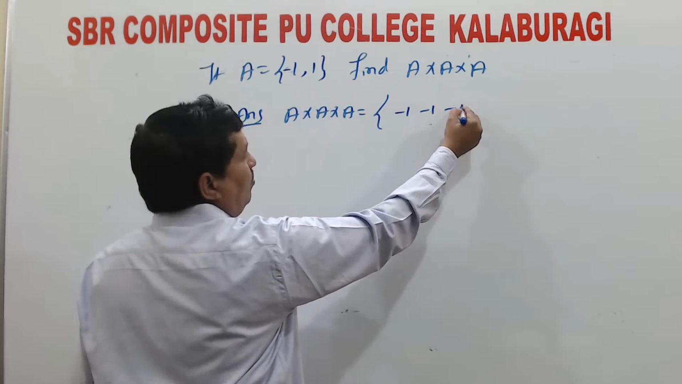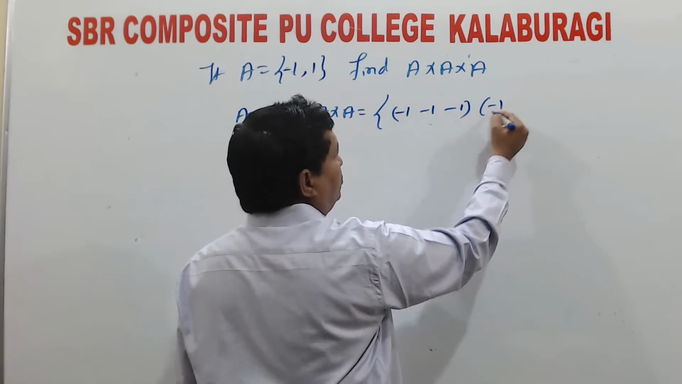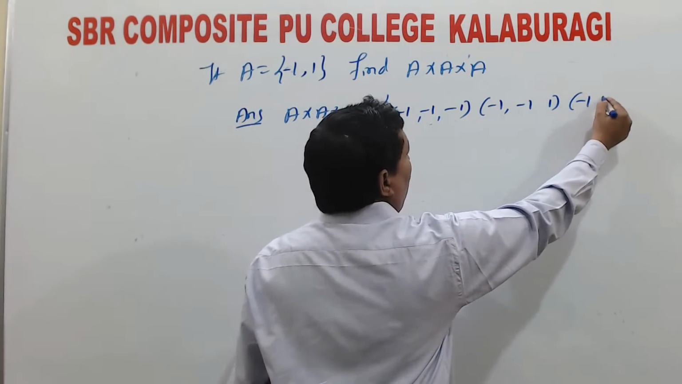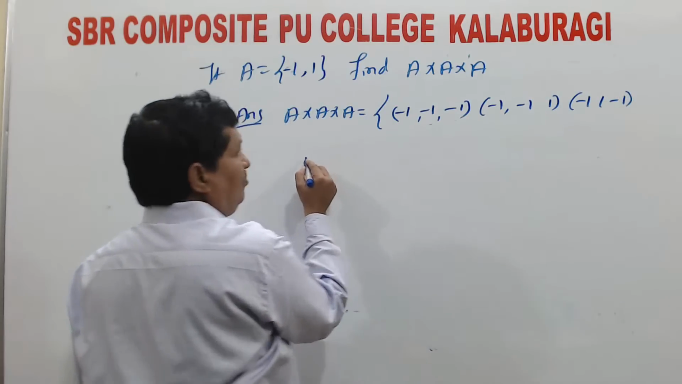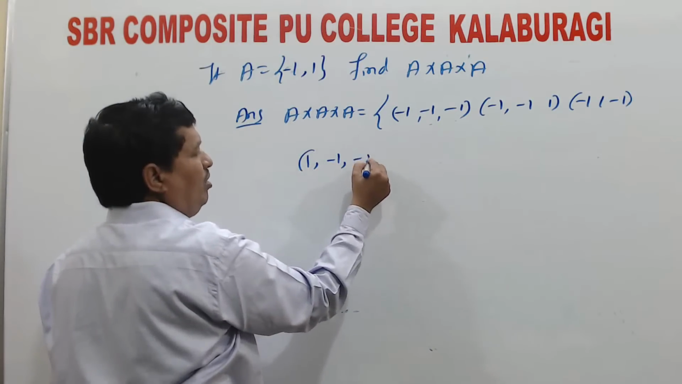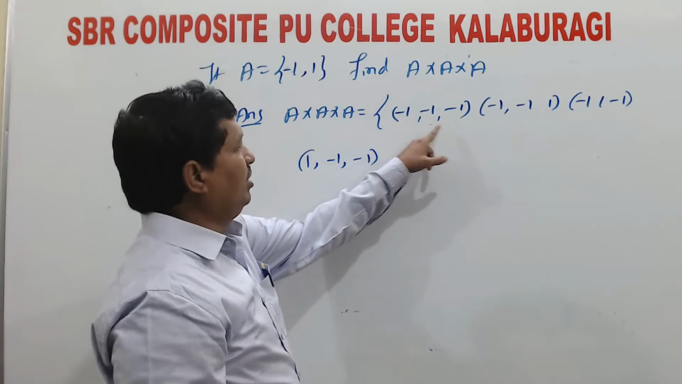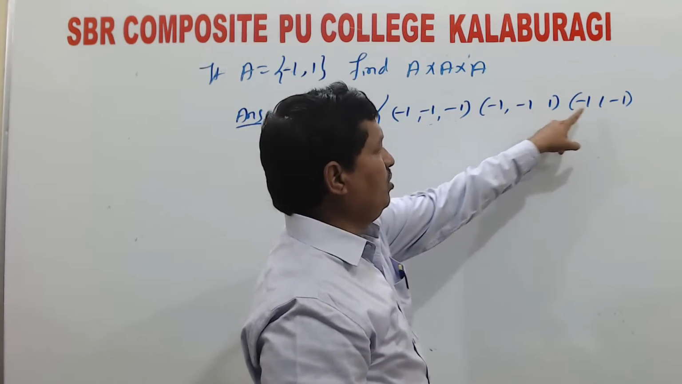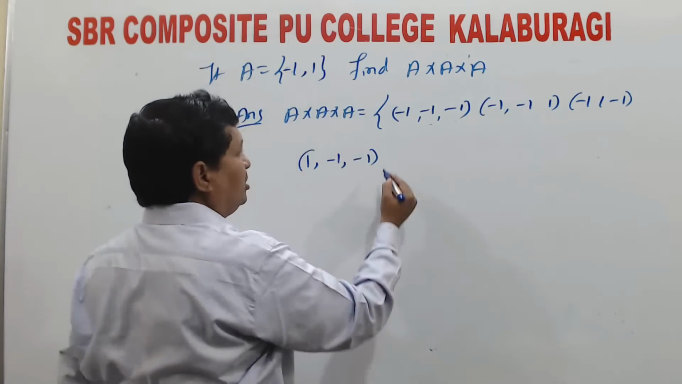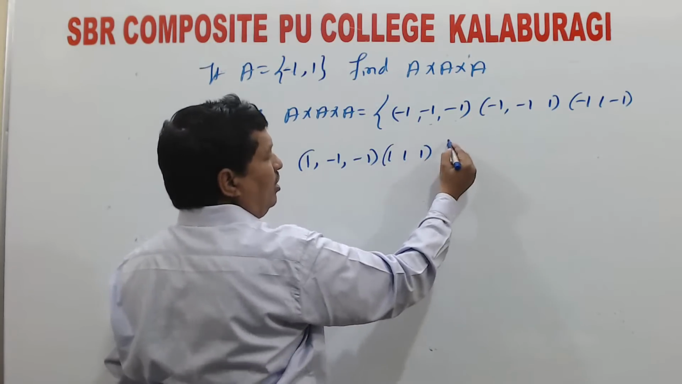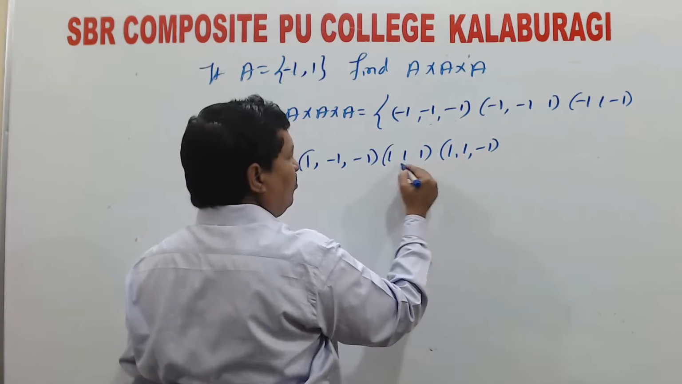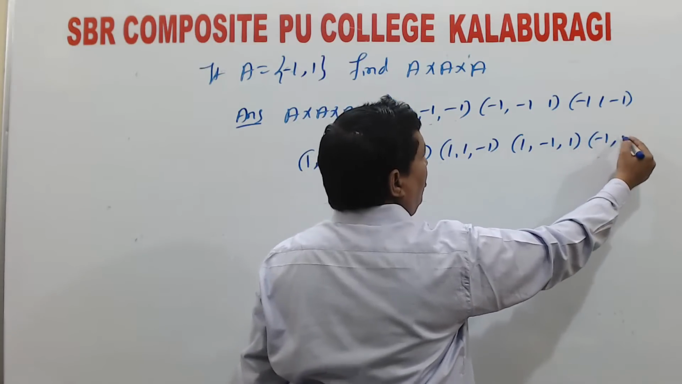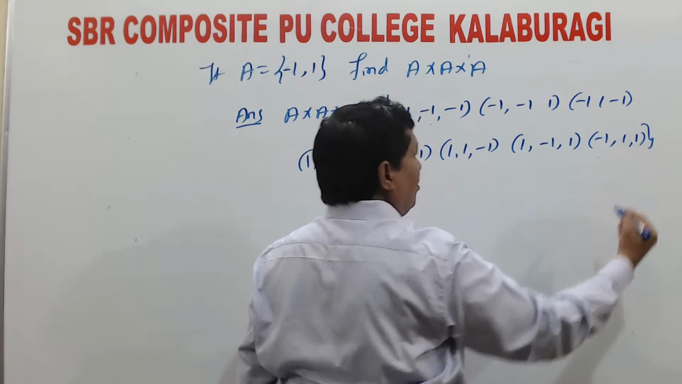Minus 1, minus 1, minus 1. Minus 1, minus 1, 1. Minus 1, 1, minus 1. 1 comma minus 1 comma minus 1. Here first minus 1, all are minus 1. Here the third element I will change to 1. This one I want to put into a different form. Here 1, here 1. Again I will start from 1 comma 1 comma 1. 1 comma 1 comma minus 1. 1 comma minus 1 comma 1. Minus 1 comma 1 comma 1. You get all the triplets.